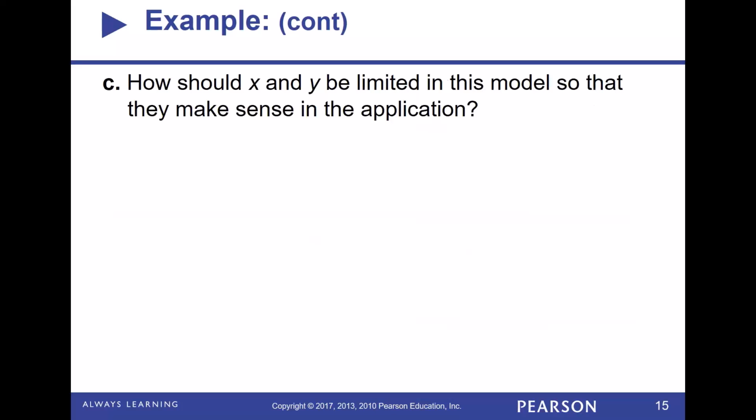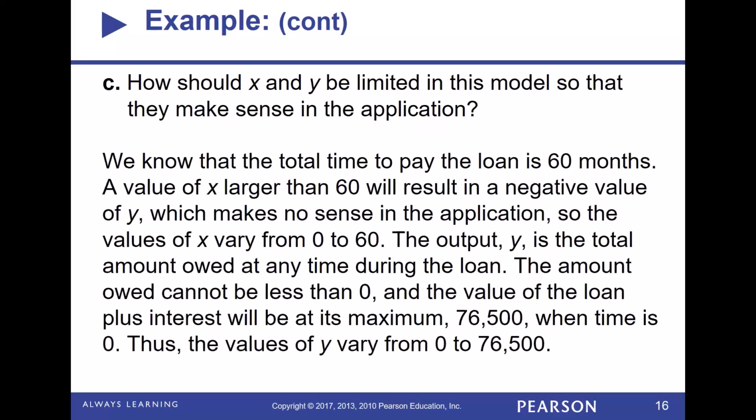Now, should x and y be limited in this model so that we can make sense of this application? Well, we already know that we said x was limited. So we said x itself was limited between 0 and 60, okay? Since the value of x basically has to be made in 60 months, we said that x has to vary between 0 and 60.